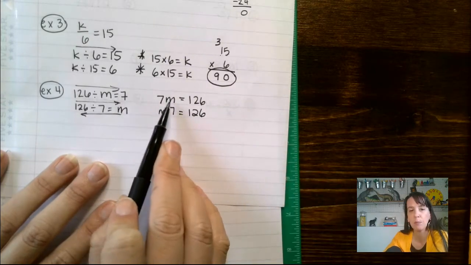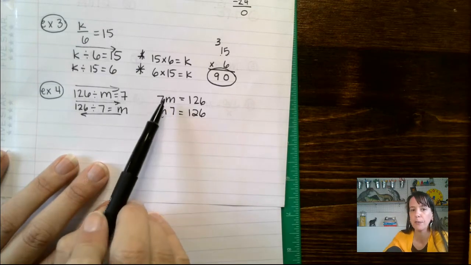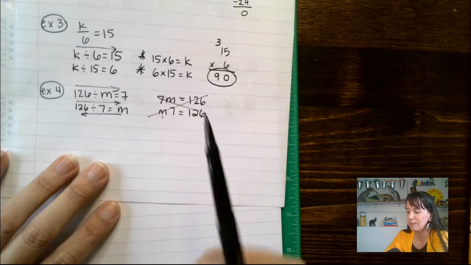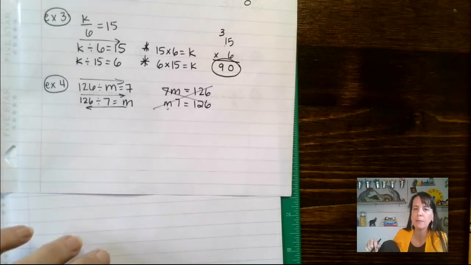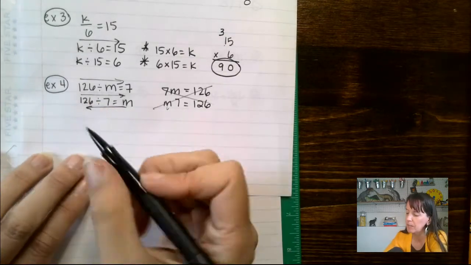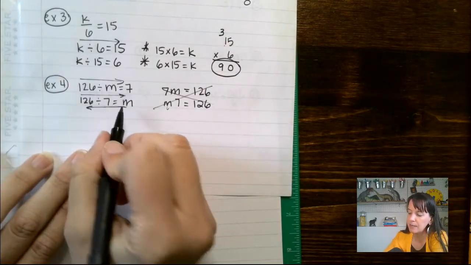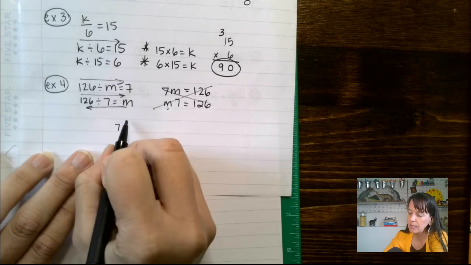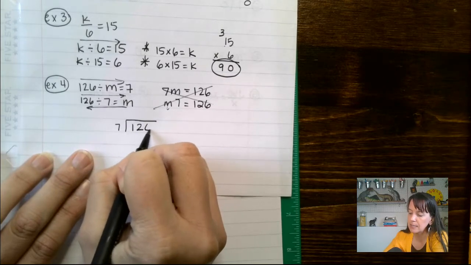And you can see again with multiplication, just like addition, you can flop the first two around. These two don't help me. It's a good idea to practice writing your fact families, but they don't help. This is the one I need. So 126 divided by 7 is m. So 7 goes on the outside, 126 goes on the inside.